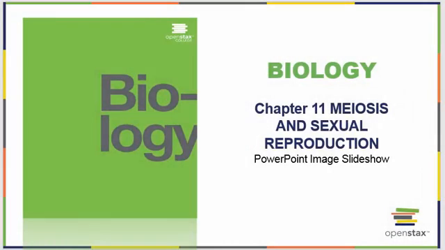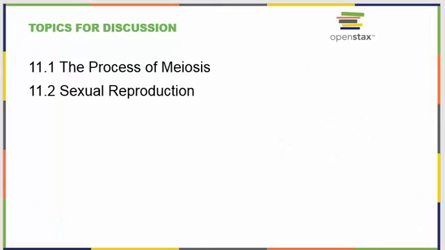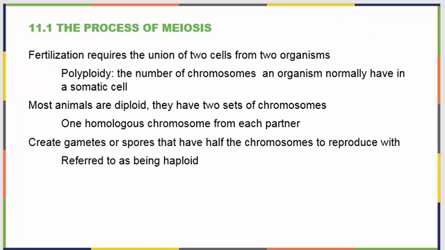Chapter 11 covers meiosis and sexual reproduction. It's not a very long chapter, there are only 2 sections, the process of meiosis and sexual reproduction. The process of meiosis is just discussing fertilization. Fertilization requires the union of 2 different sex cells from 2 different organisms. Meiosis is how we make those sex cells.